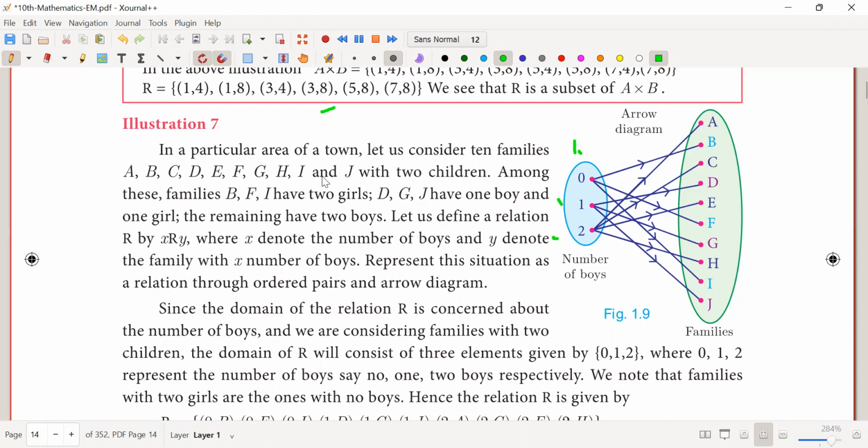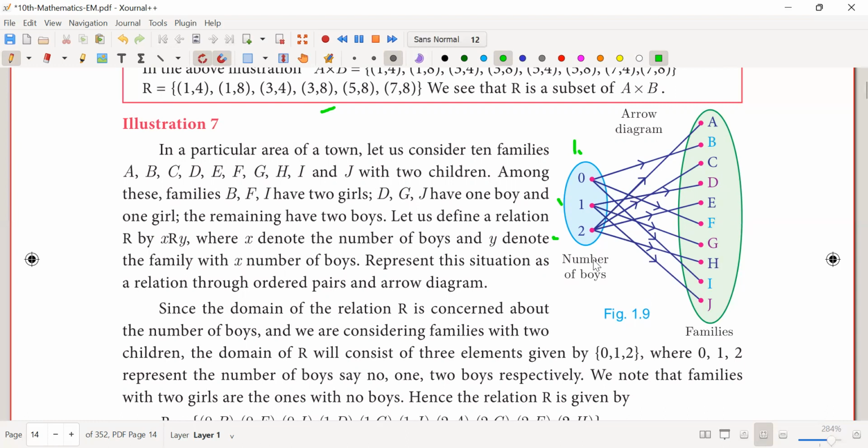Then D, G, and J have 1 boy and 1 girl. So 1 boy: D, G, and J. Then the remaining have 2 boys. So whichever is not mapped, they have 2 boys. So A is not mapped, C is not mapped, E and H.